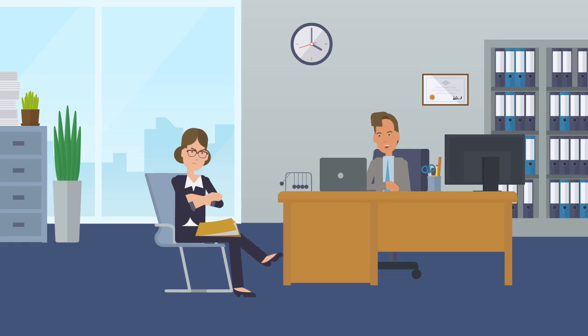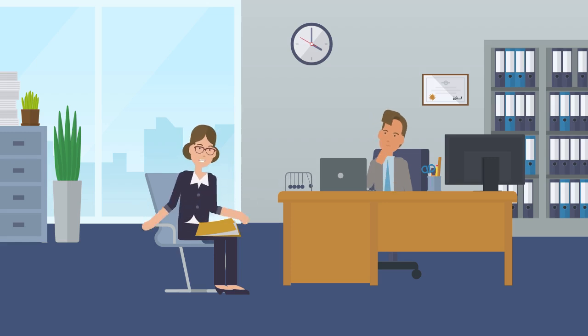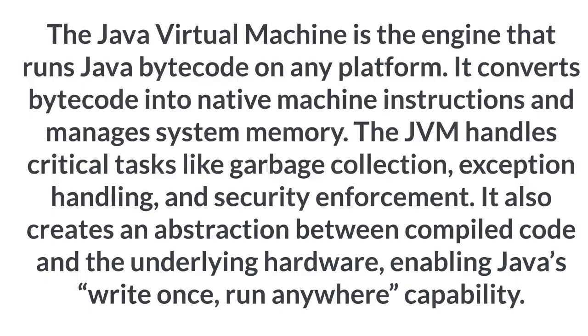How do you define Java Virtual Machine, JVM? The Java Virtual Machine is the engine that runs Java bytecode on any platform. It converts bytecode into native machine instructions and manages system memory. The JVM handles critical tasks like garbage collection, exception handling, and security enforcement. It also creates an abstraction between compiled code and the underlying hardware, enabling Java's write once, run anywhere capability.